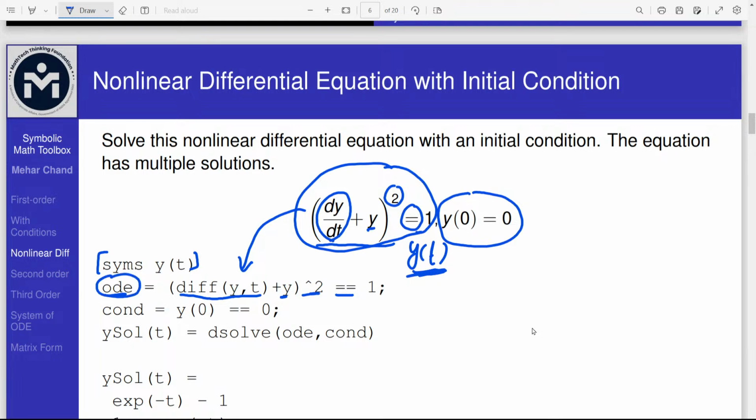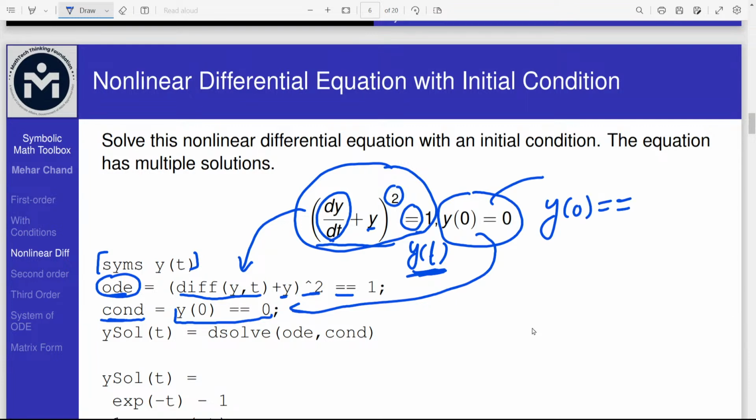Now we are thinking about how to write the condition. This is the condition, and we store this condition in this statement. Condition is equal to, single equal is used for the assignment. So this condition has been assigned to this variable. So y(0) double equal 0 is written in the MATLAB code using the double equal sign 0. Okay, so this has been stored in condition.